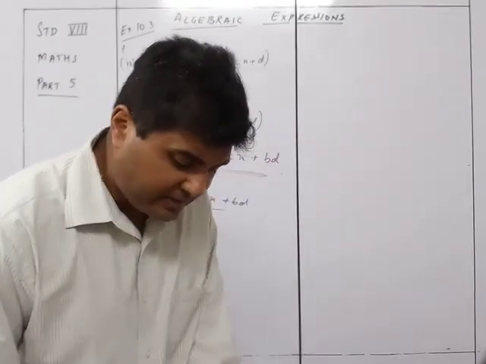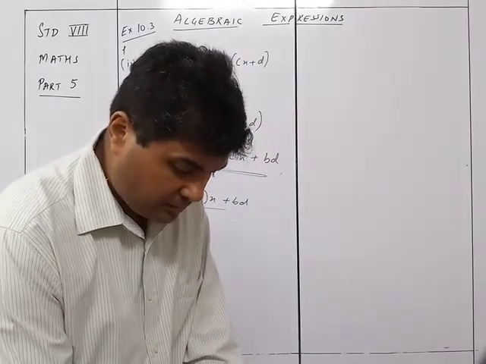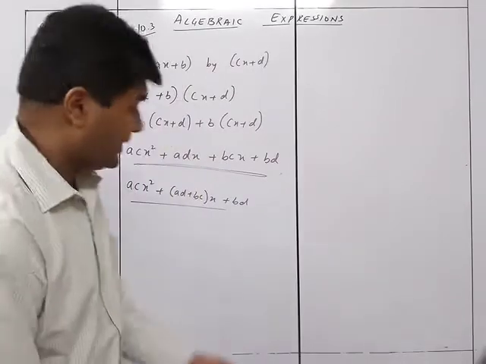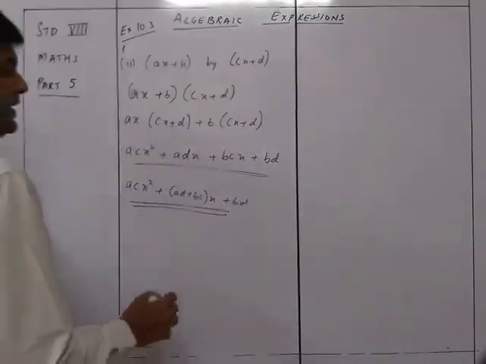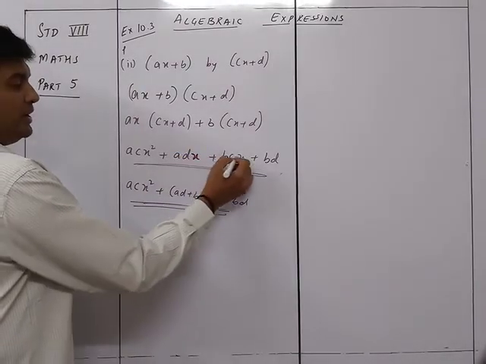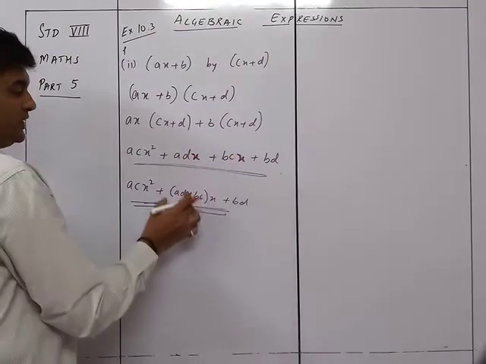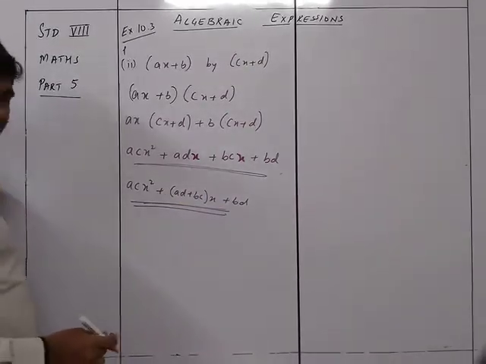I'll check with the book, right? Yeah, they have taken it common. So here you have to take it this way. So what you have done is that you can see that X over here and X over here is the common thing over here. So that's why you're taking it common and taking the answer like this.